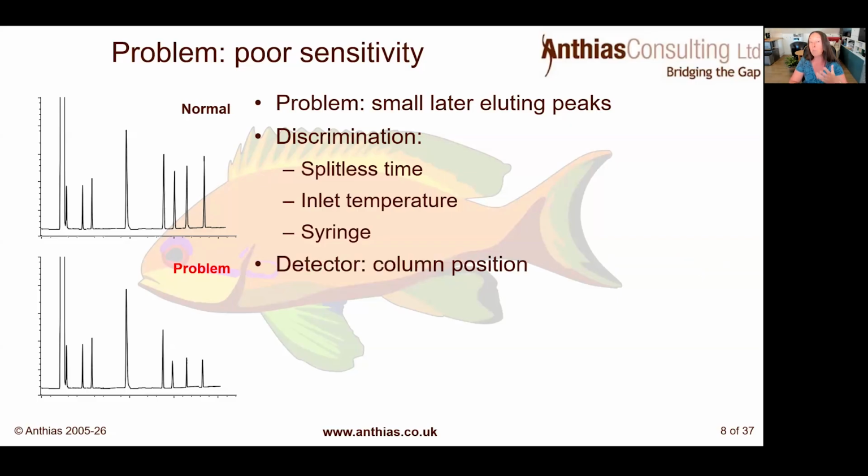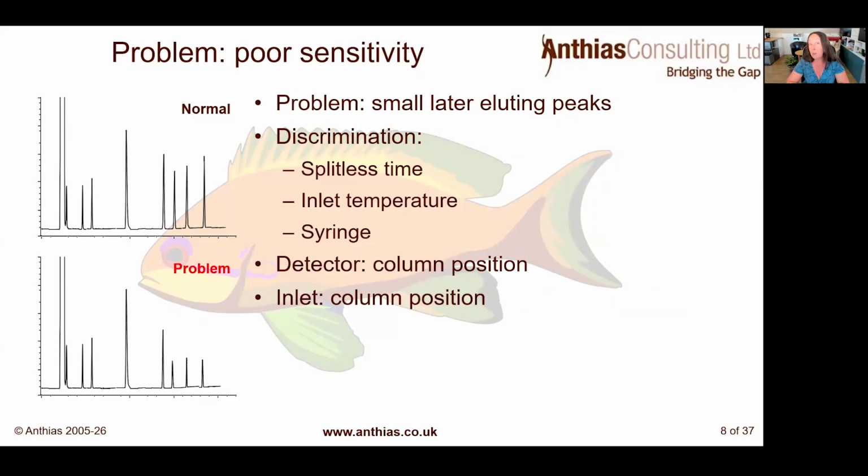But we can also have problems with our detector. If our column's not in far enough and we've got a dead volume, say for example with a flame ionization detector, our molecules come out of the end of the column and then diffuse. The higher molecular weight compounds are trying to go against gravity and are more affected, so they will go like this and stick on the inside of your jet and not make it up into the flame, whereas your more volatile compounds will travel much further and get into that flame, and we won't have so much diffusion of those. So it could be the column position in your GC detector.